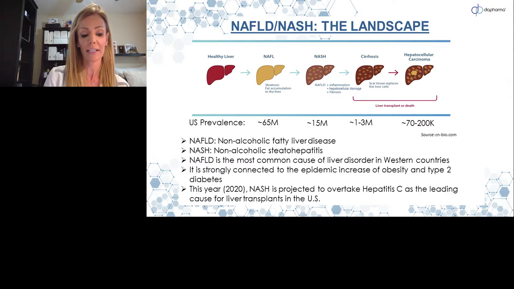I should point out here that not everyone with NAFLD will progress to develop cirrhosis or liver cancer. And in addition, NAFLD is generally a very slowly progressing disease, and it takes years or even decades to progress from steatosis to cirrhosis. And I'll come back to that point in just a couple of slides.